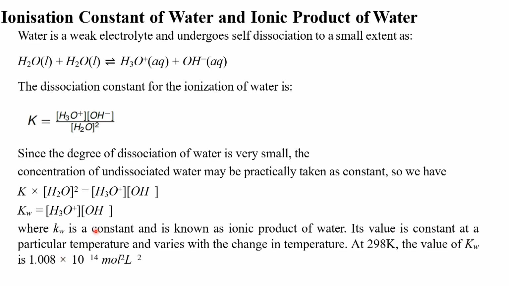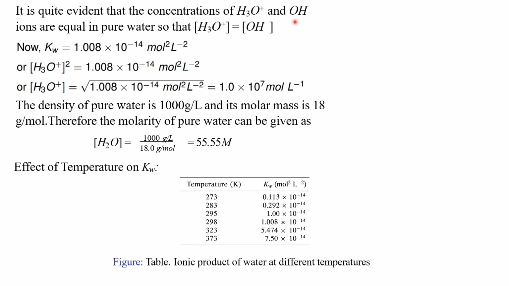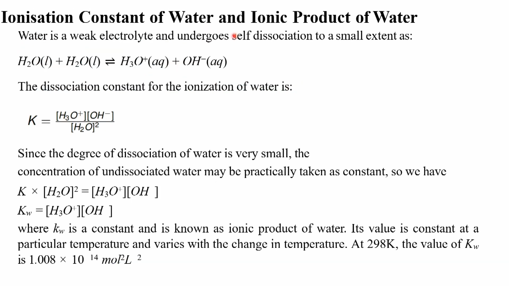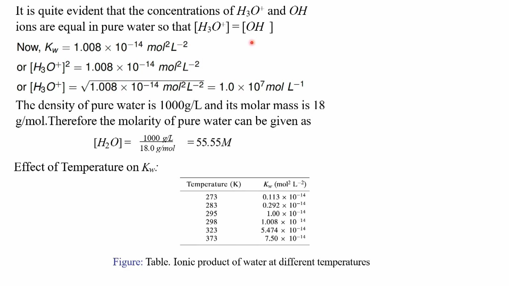So the value of Kw depends on temperature and varies with the change in temperature. At 298 K, the value of Kw is 1 times 10 raised to the minus 14 mol squared per liter squared. So it is quite evident that the concentrations of H3O plus and OH minus are equal in pure water. So you see how it dissociates. When 2 moles of H2O liquid dissociate, it forms 1 mole of H3O plus and 1 mole of OH minus. So the concentrations of H3O plus and OH minus are the same in pure water. So Kw we can write as 1 times 10 to the minus 14.